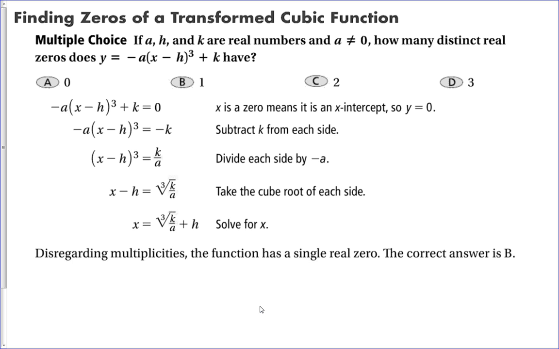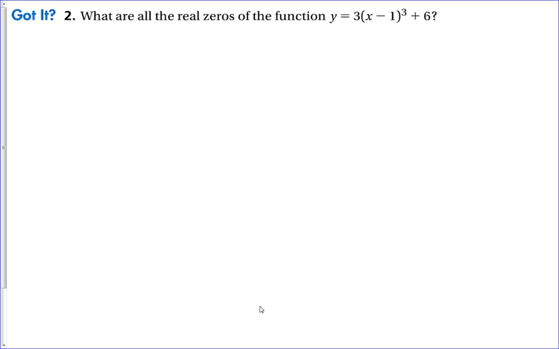Now make sure you wrote that down, because the example with numbers I'm going to have you do follows the same exact process. So hopefully you wrote down the previous slide. If not, rewind the video and write it down, and then solve this one out. What are all the real zeros of the function y equals 3 times quantity x minus 1 cubed plus 6? So pause the video and figure it out.